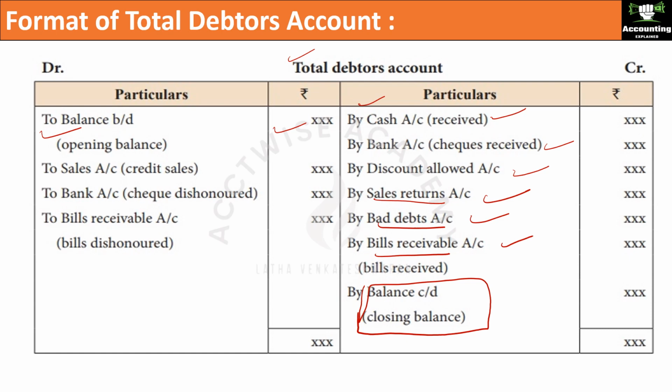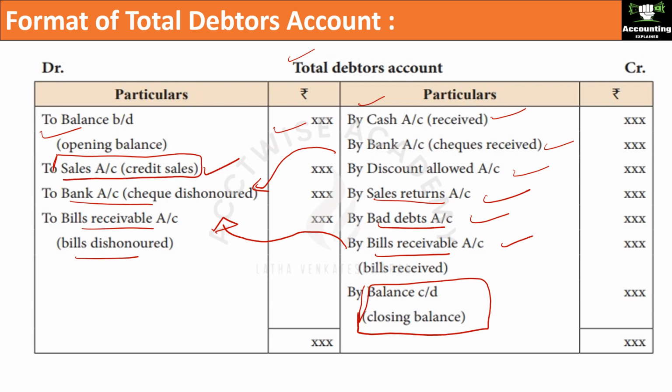Coming to the debit side, to sales, credit sales, if any, will come on the debit side. To bank, if the checks we have received have got dishonored, then that will come on the debit side. And to bills receivable, bills dishonored, if the bills which we have issued have got dishonored, that will come on the debit side.